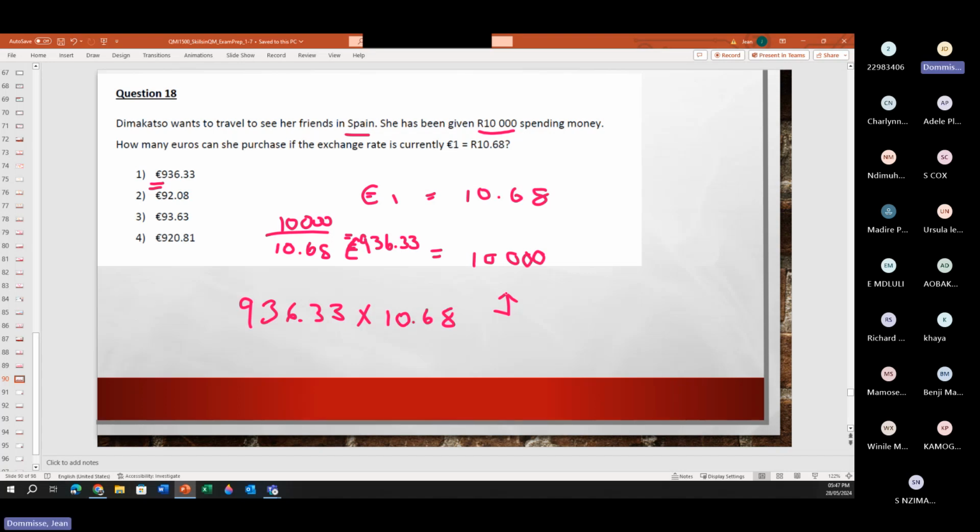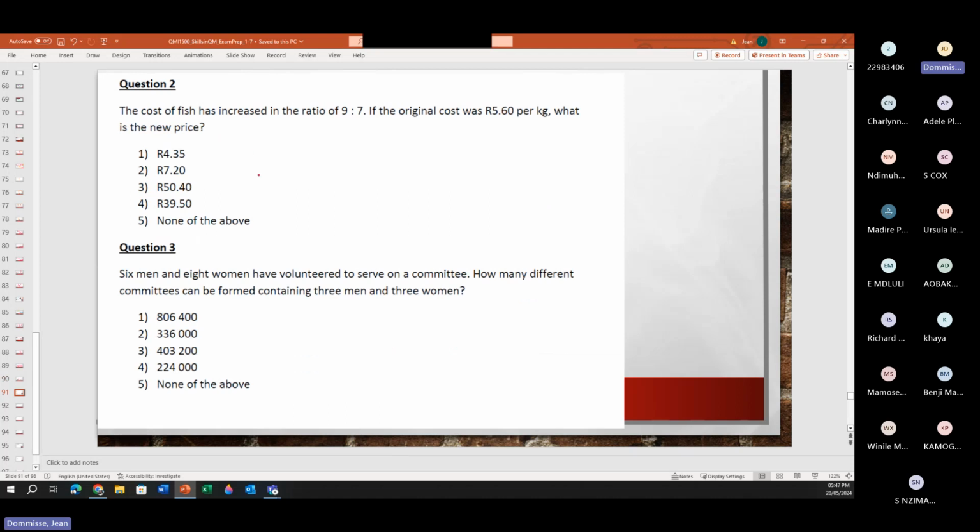Let's see what else we have that we can cover, to make 100% sure that we cover everything. Okay, so some permutation and combination at the bottom. At the top, a bit of a ratio. The cost of fish has increased in the ratio 9:7. If the original cost was R5.60 per kilogram, what is the new price?